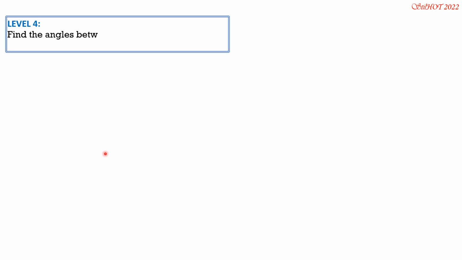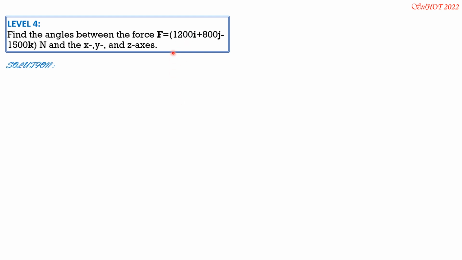Level 4, find the angles between the force F and the x, y, and z axes. So let's compute the magnitude so that we can have the unit vector of F. Remember, the unit vector has cosine theta x i. So that's cosine theta x, so we can easily compute the angles. So let's compute the magnitude of F first: square root of 1,200 squared plus 800 squared plus 1,500 squared. So the magnitude of F is 2081 newtons.